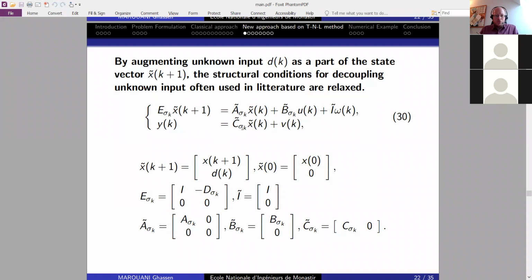Okay, and that's the reason why you introduce the disturbance in this updated state vector, in the vector at the time step k plus 1, and not in the old one. Yes. Okay. Thank you. Thank you, Andreas.